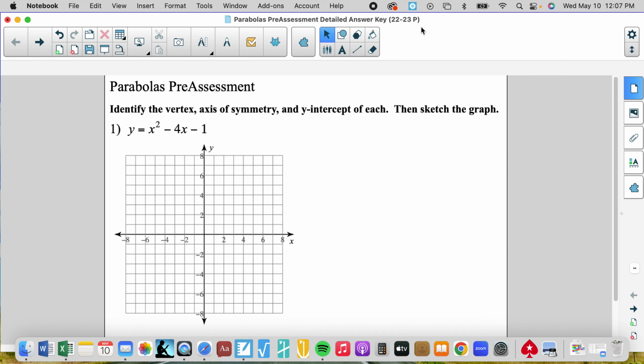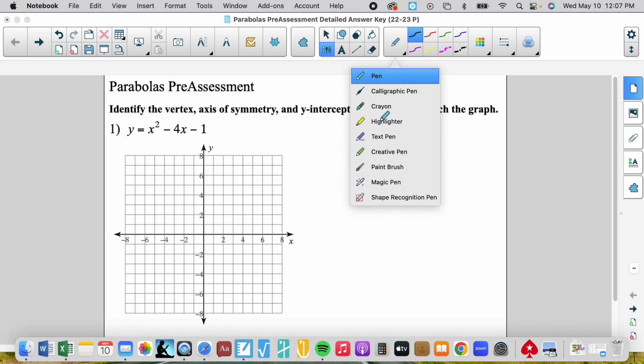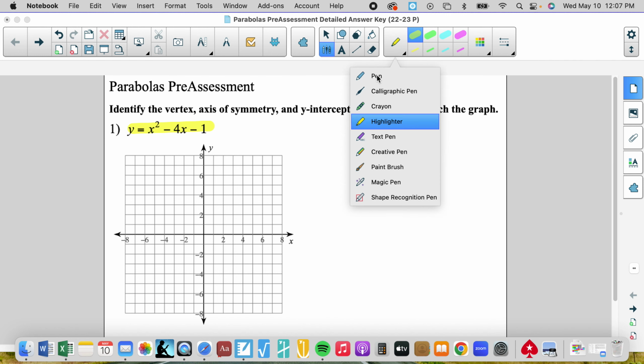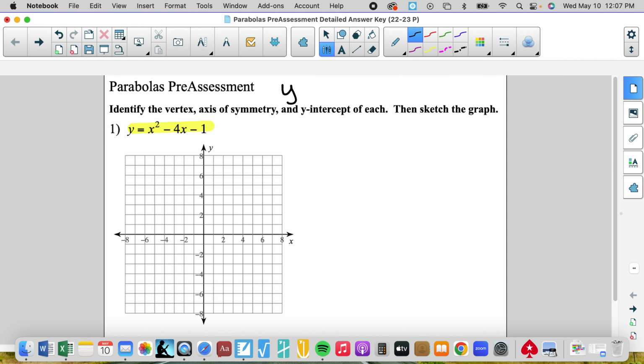Let's go over the parabola pre-assessment dealing with standard form. So this equation that we see here is in a form that we call standard form. And that standard form means that it's in this: y equals ax squared plus bx plus c.